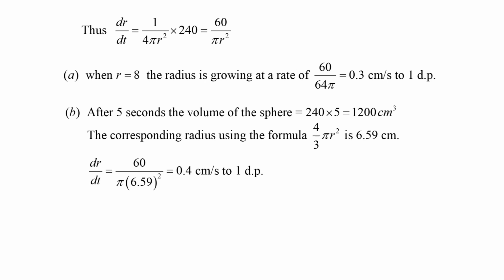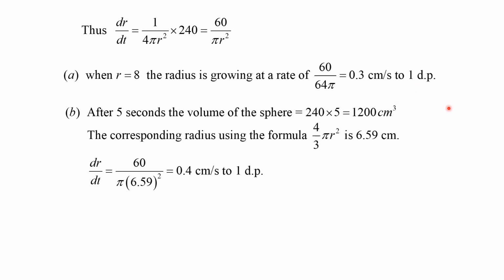Now, we need to continue to identify dr/dt. So dr/dt is dr/dV multiplied by dV/dt. In this case, 1 over 4 pi r squared times 240. We have the information, so therefore it's 60 over pi r squared. Then you're required to find dr/dt when r is 8. So directly substitute r = 8 into the dr/dt function, and you will get an answer of 0.3 cm per second, correct to 1 decimal place.